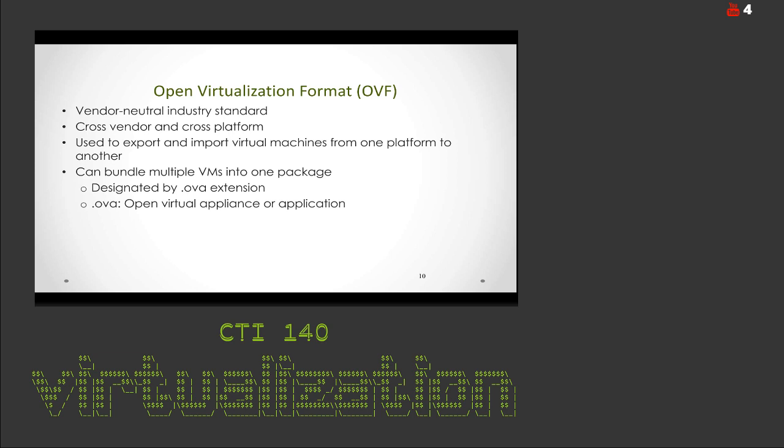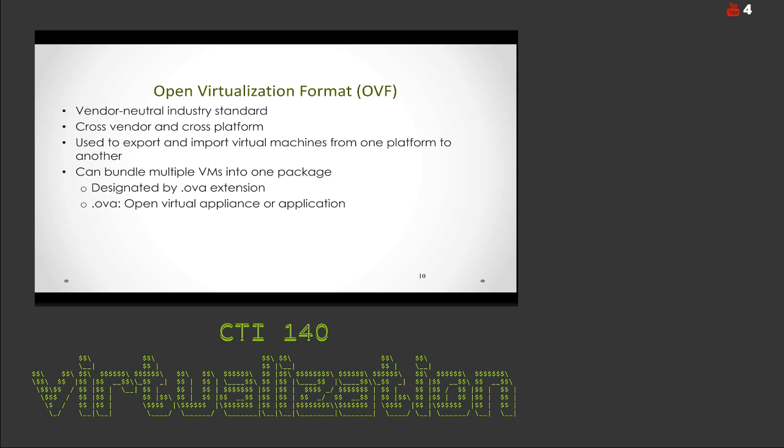I wanted to include this here so you all have a little bit more information about what that is. The open virtualization format is what we're using to export and import virtual machines from one platform to another. You're bundling the configuration, that whole lump of files that we talked about at the beginning that a virtual machine or virtual appliance is. You take them and lump them into one singular file that we can import into a hypervisor, and it just spins it up and goes. It's designated by a .ova extension, which stands for Open Virtual Appliance or Open Virtual Application.